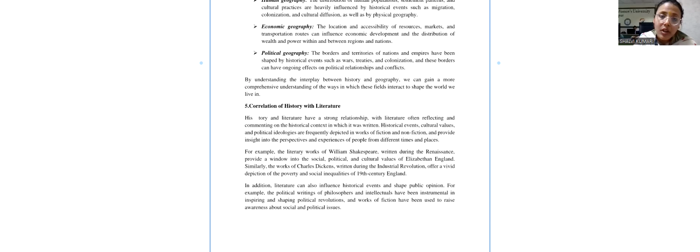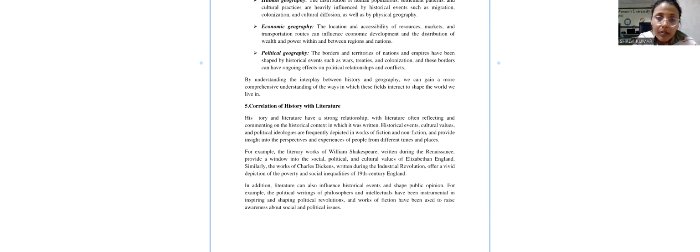So now the correlation of history with literature. History and literature have a strong relationship, with literature often reflecting and commenting on the historical context in which it was written. Historical events, cultural values, and political ideologies are frequently depicted in works of fiction and non-fiction and provide insight into the perspectives and experiences of people from different times and places.